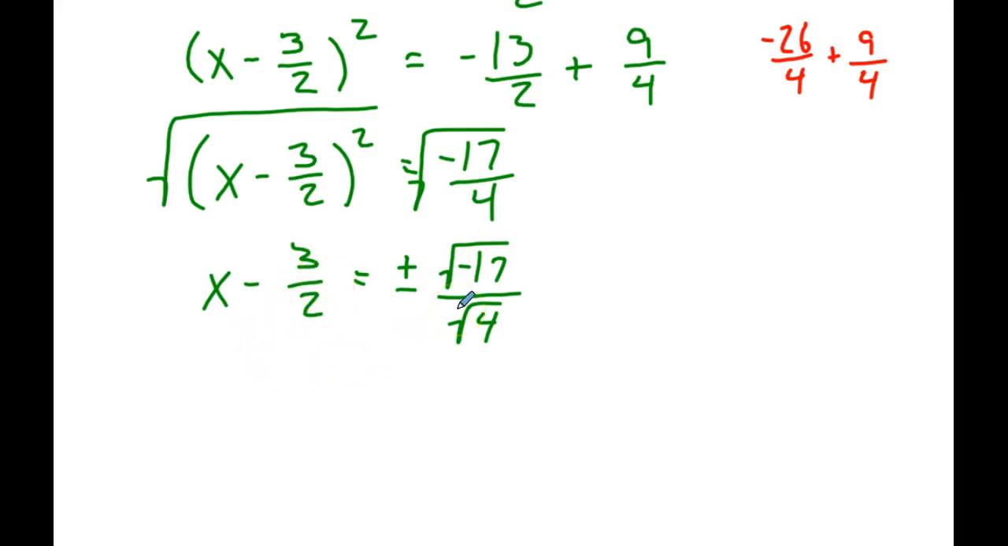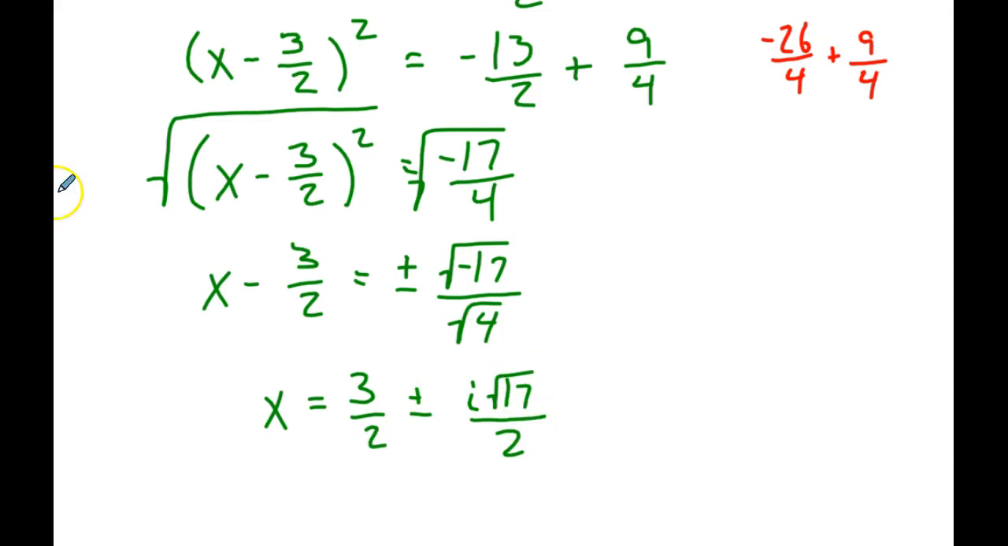The last step to get x isolated by itself, if we're subtracting 3 halves, we would have to add 3 halves to the other side of the equation, leaving us with x equals 3 halves plus or minus. If this is a negative underneath the radical, think back to complex numbers at the beginning of the year. We can take a value of i out because i is the square root of negative 1. So we would rewrite this as i times radical 17. And then in the denominator, the square root of 4 is 2. And this would be our final answer. We have x equals 3 halves plus or minus i times radical 17 over 2.